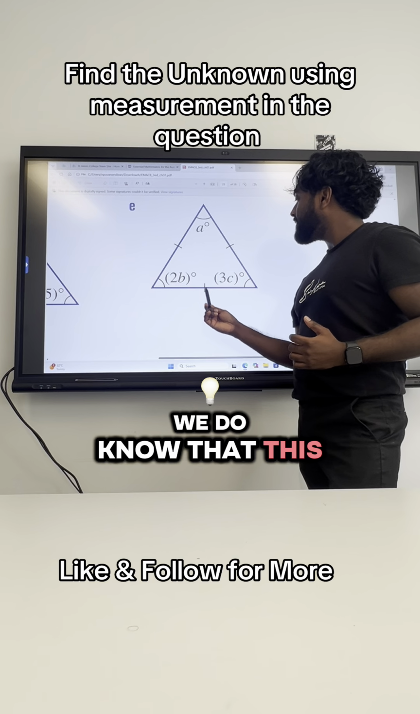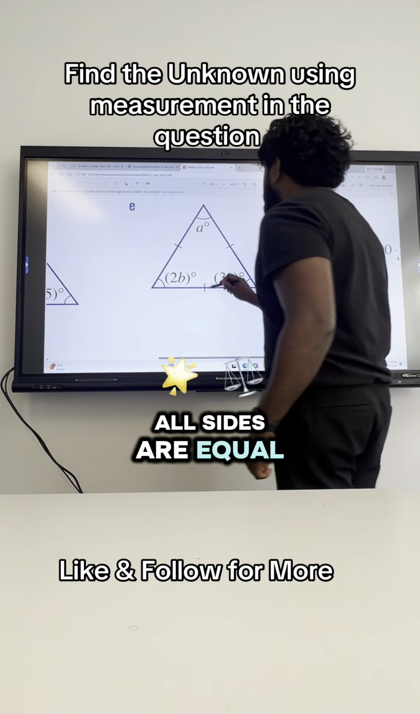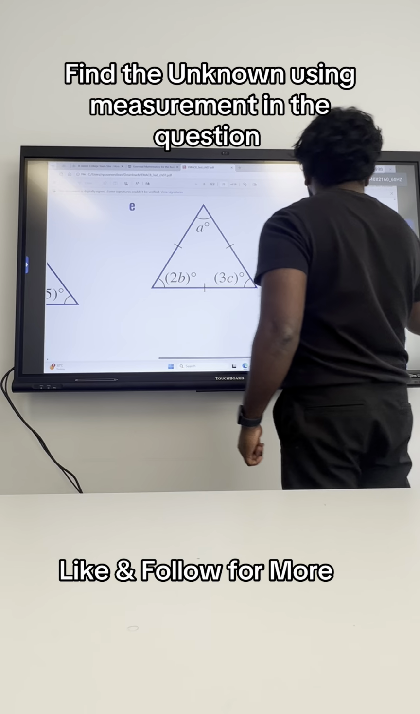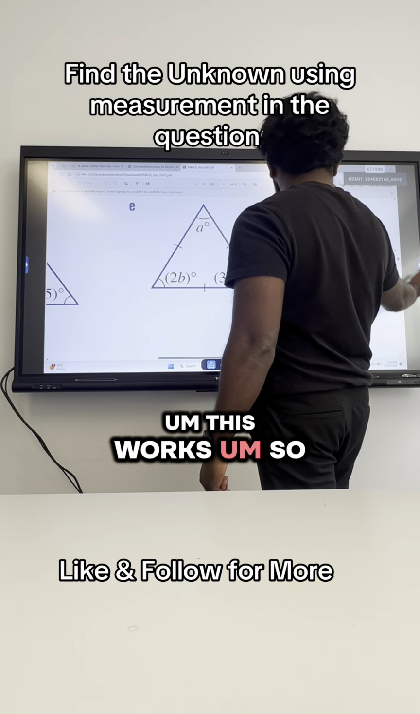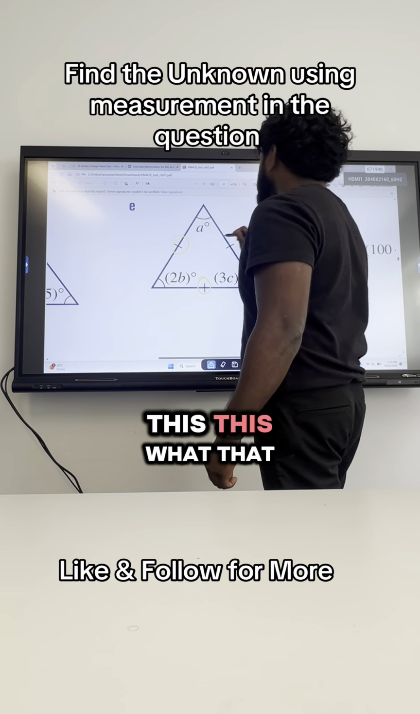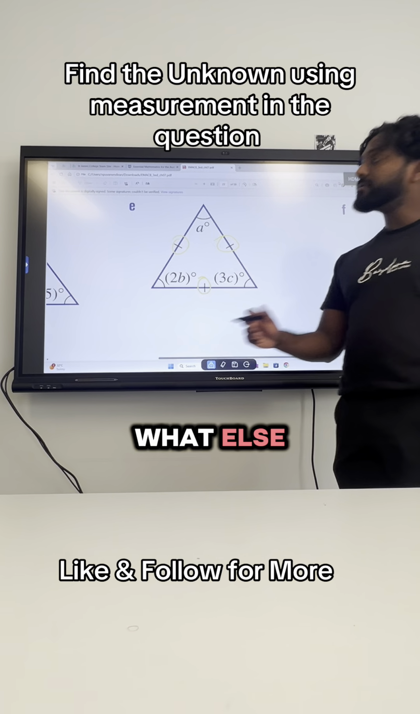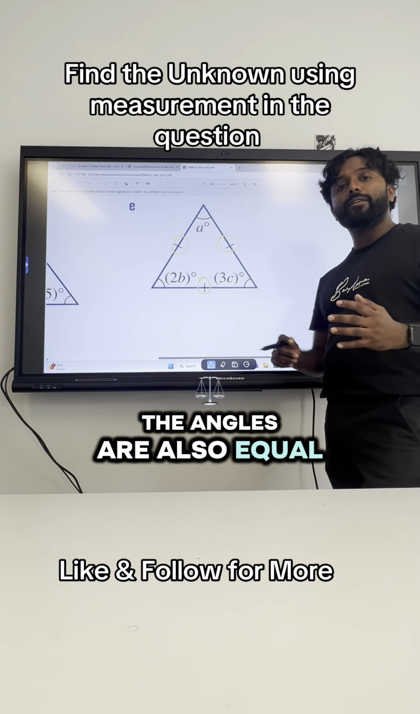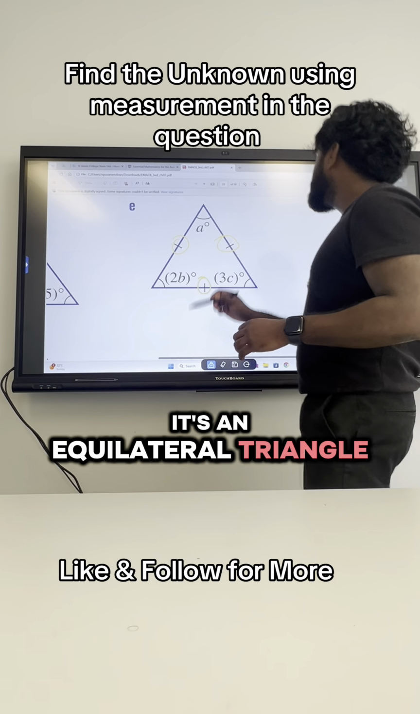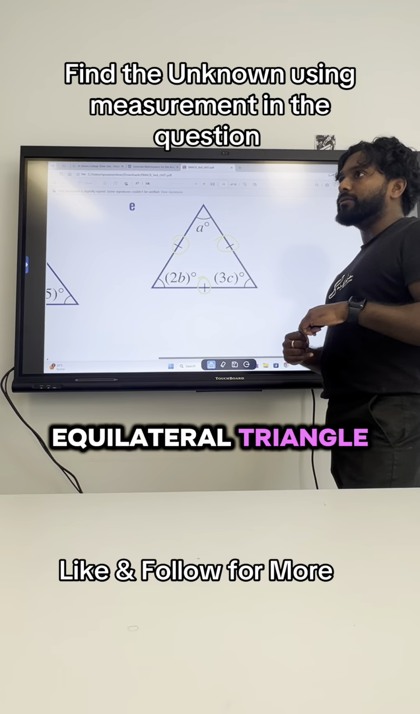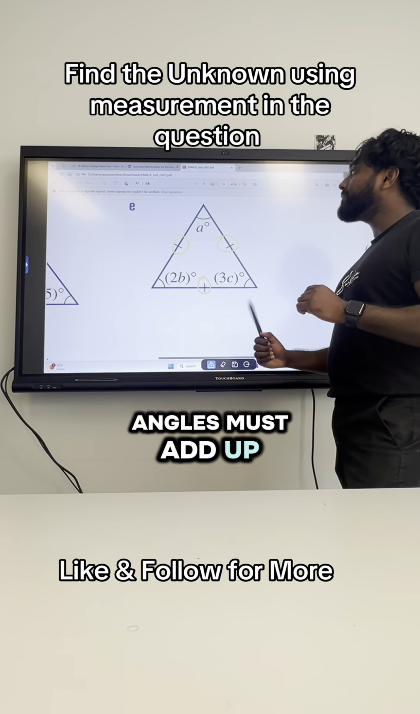We do know that this actually means that all sides are equal. So you can see there, this works. So like this. What that means is that all the sides are equal. And what else? It means that all the angles are also equal as well. So what type of triangle is this? It's an equilateral triangle.